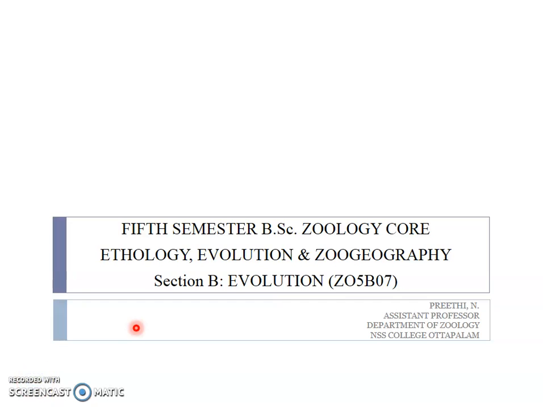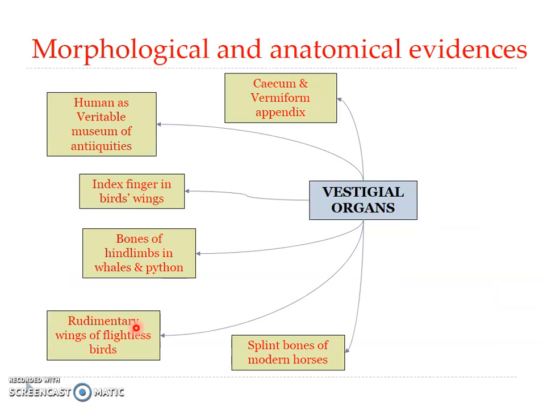Welcome back to the session in evolution. It is for the fifth semester BSc Zoology core course paper. Here we are going to deal with the next component of morphological and anatomical evidences of organic evolution.